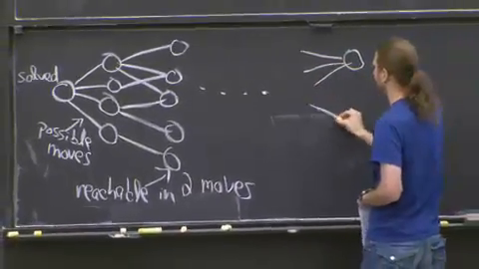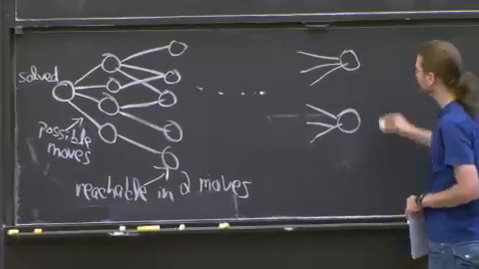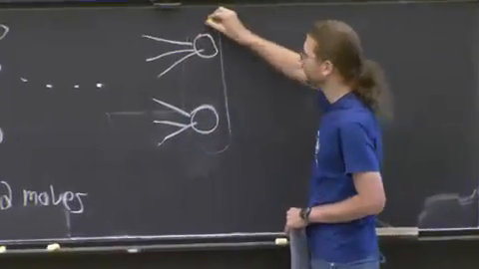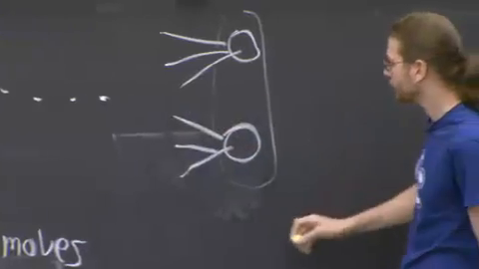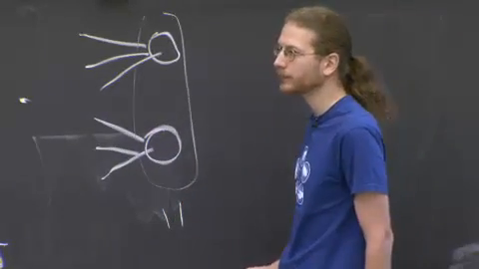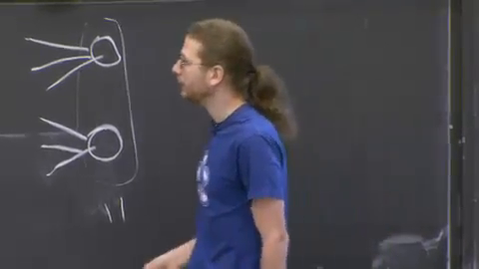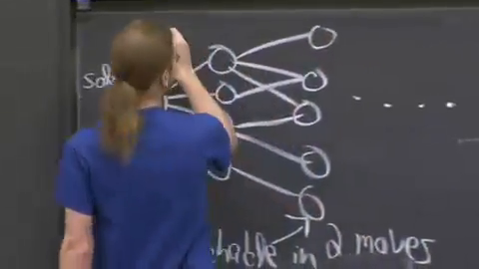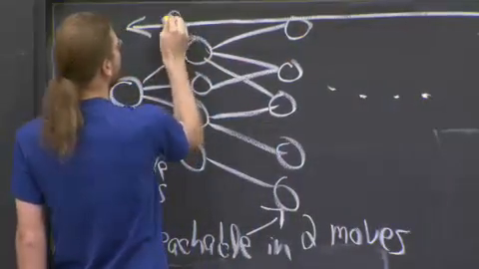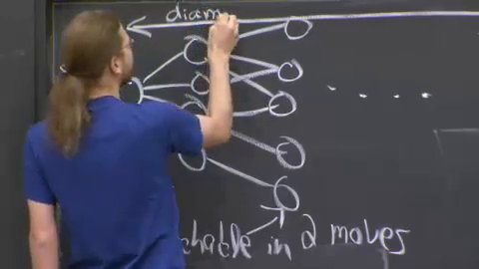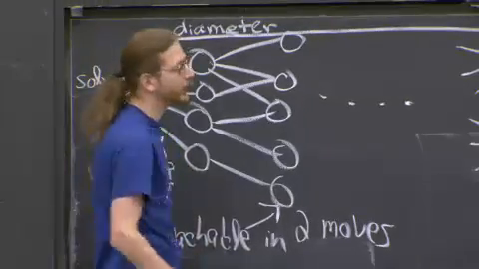There might be a few nodes out here. This is everything you can reach in 1 move, and 2 moves, and 3 moves. At the end, this would be 11 moves if you allow half twists. And I guess as puzzlers, we're particularly interested in this number, which you would call, as a graph theorist, the diameter of the graph. Puzzlers call it God's number.